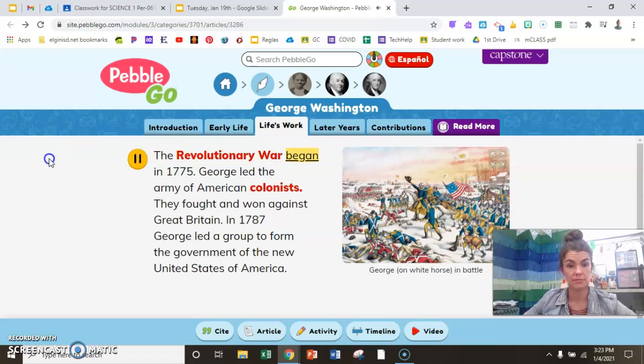The Revolutionary War began in 1775. George led the army of American colonists. They fought and won against Great Britain. In 1787, George led a group to form the government of the new United States of America. Here in this photo, we can see George on his white horse in battle. Do you see him here? He has helped lead the American army to fight Great Britain. They are fighting to create their new government of the new United States of America. Did they win? Yes! Now this is where we get to go create the new laws and the new rules for the citizens of our new country. Time to make some changes.